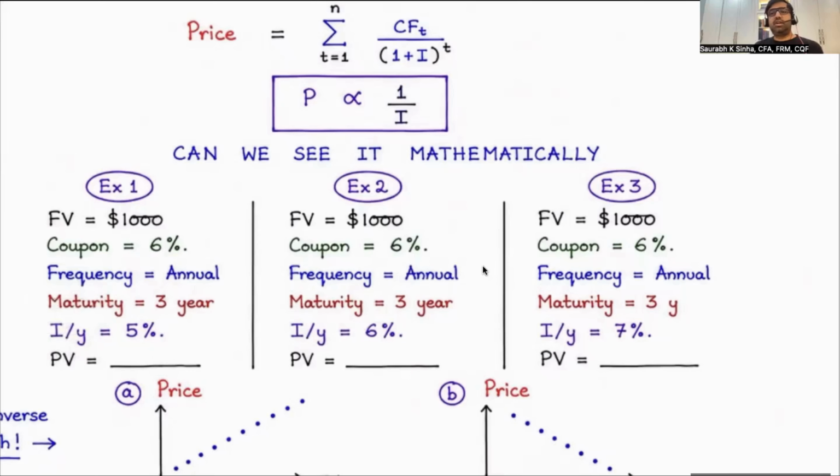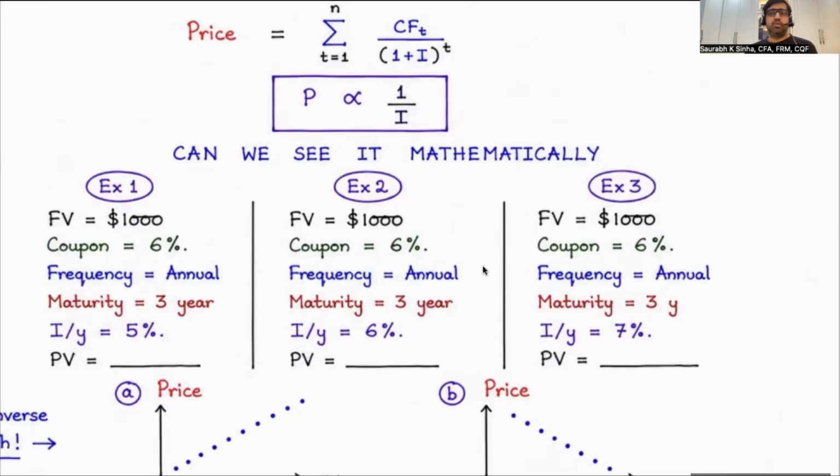Okay, if I start with example 2 or scenario 2, look into scenario 2. Face value is 1000, coupon is 6%, frequency is annual, maturity is 3 years. Interest rate is also equal to the coupon, that is 6% effective annual. What should be the value of the bond?